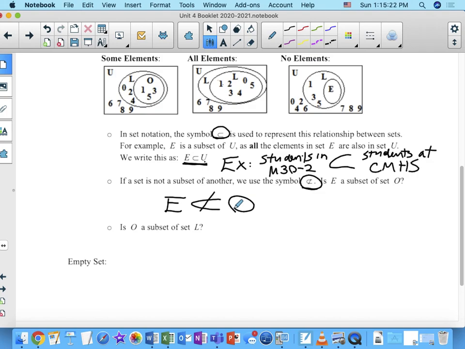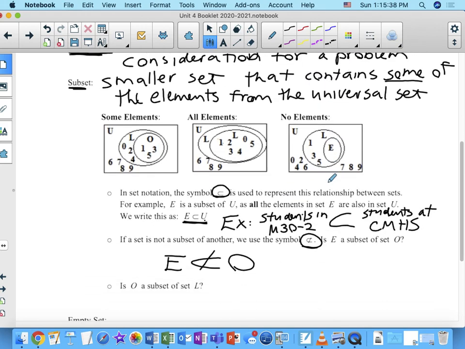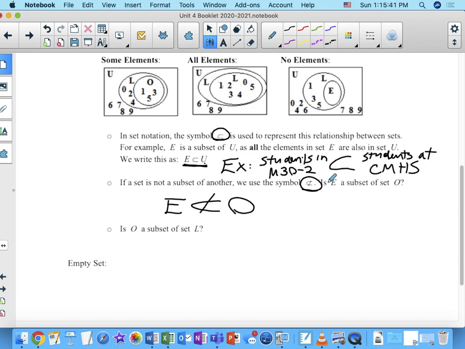Okay? Is O a subset of L? Yes, it is. Because if you look at O and L, well, 1 is in L, 3 is in L, and 5 is also in L. So yes, O is a subset of, oh, sorry, not E, that's L, right? Oh, no, that says L. Sorry, it's hard to see on my smartboard. That does say L. Yes, O is a subset of L. Okay?